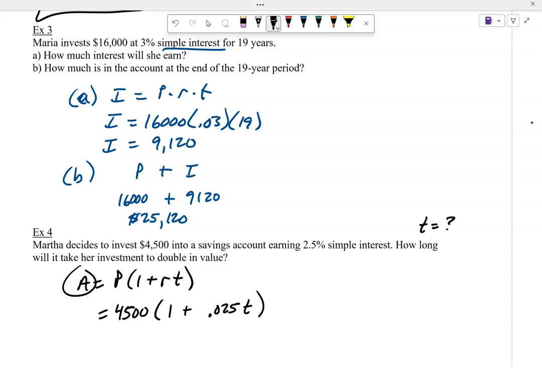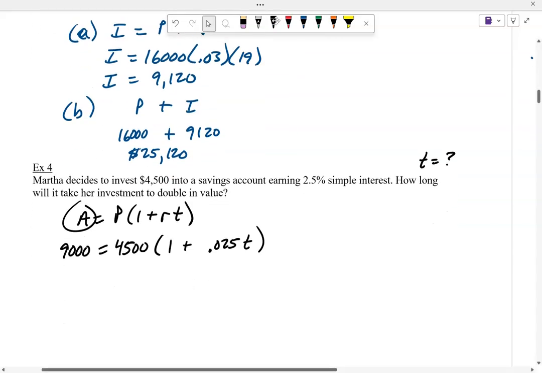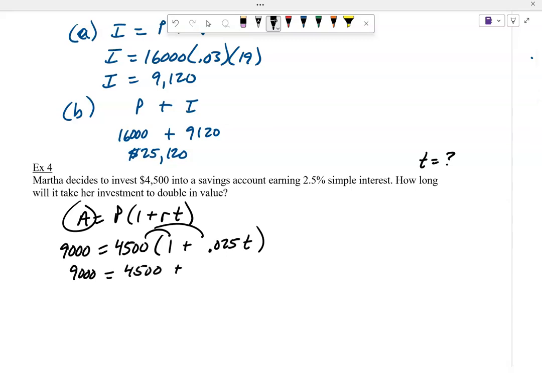Well, if I start with 4,500, double that would be 9,000. I want that to double, and then I'm going to go ahead and distribute that. I have 9,000 equals 4,500 times 1, plus 4,500 times 0.025, which is 112.5 T. Let's subtract 4,500. Remember, we're solving for T here. So 4,500 equals 112.5 T.